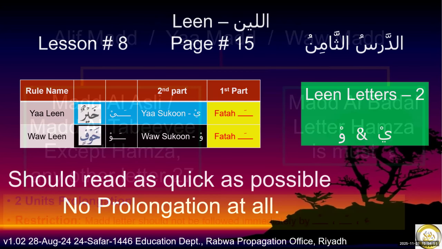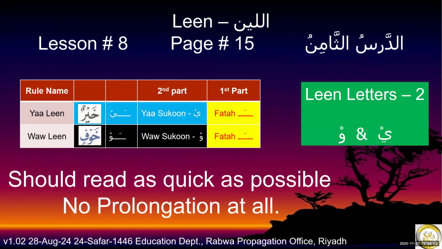And next, we studied about the lean. The lean means fatha followed by ya sukun, or fatha followed by waw sukun. The first and foremost condition, a very important condition, is the letter must have fatha on it. If there is no fatha, there is no lean. Remember this one. Fatha is completely related to the lean. Lean cannot come with the kasra or the dhamma. So the lean letters are only two, ya sukun and waw sukun, and preceded by fatha only.